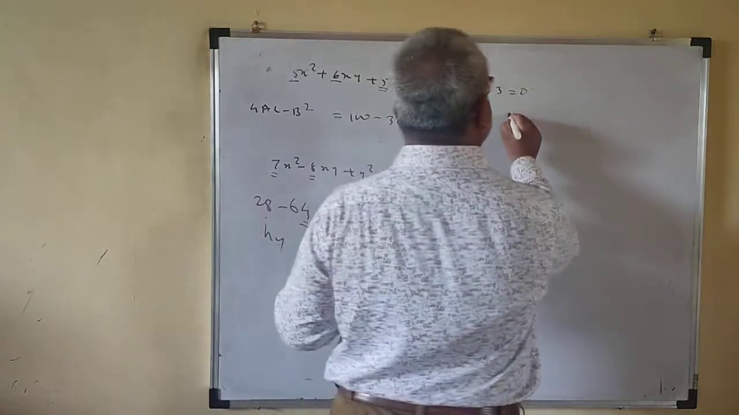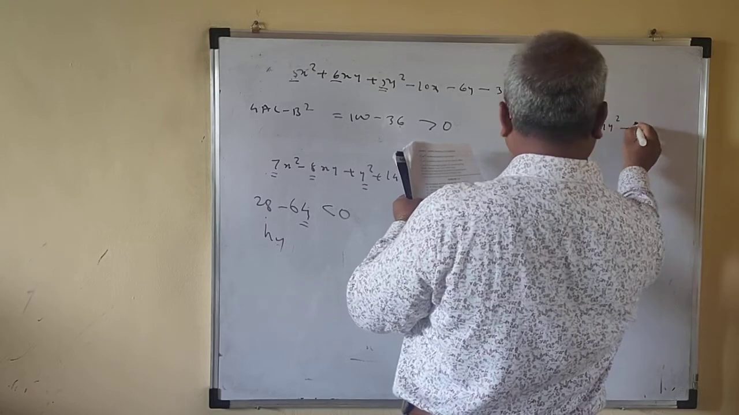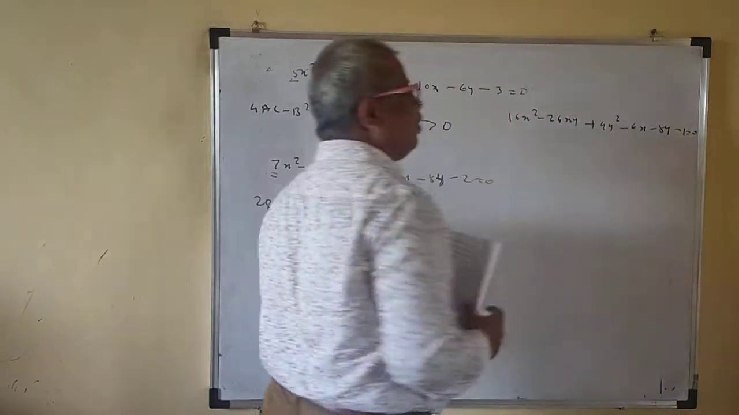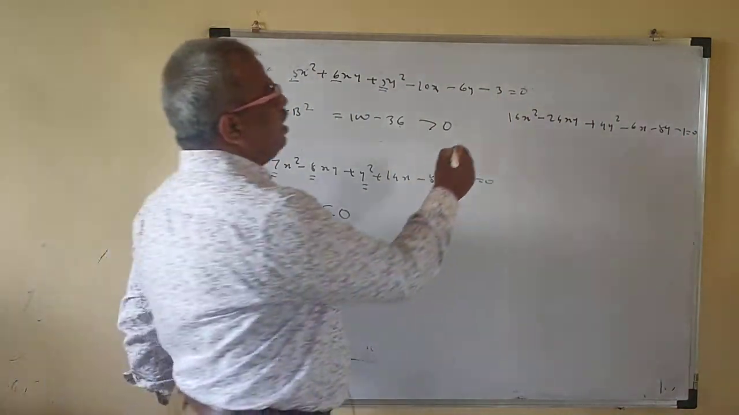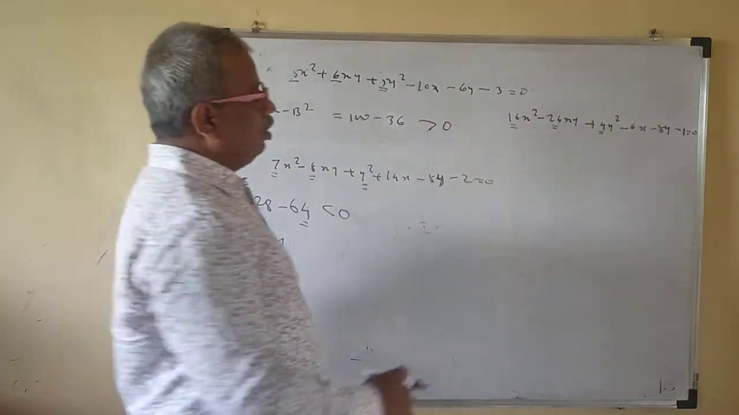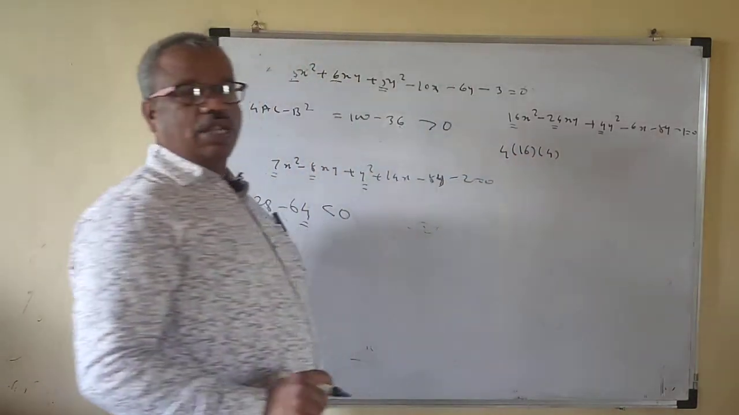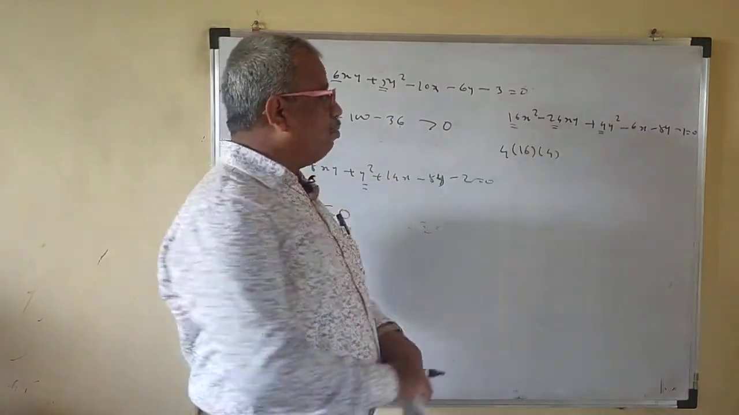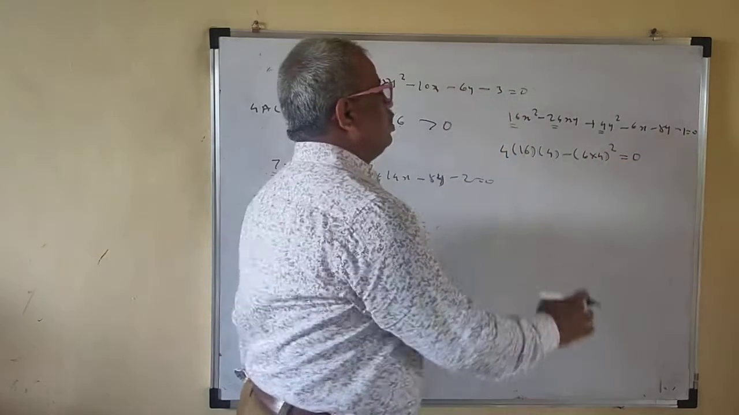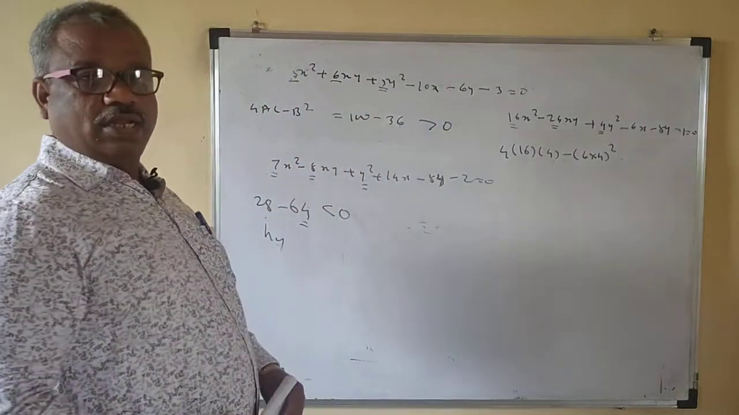Suppose we have this equation 16x² − 24xy + 9y² − 6x − 8y − 1. We are not bothered about the rest. So this is your A, this is your B, this is your C. Now 4ac is 16 into 4 into 9, minus b², where 24 means 6 into 4.